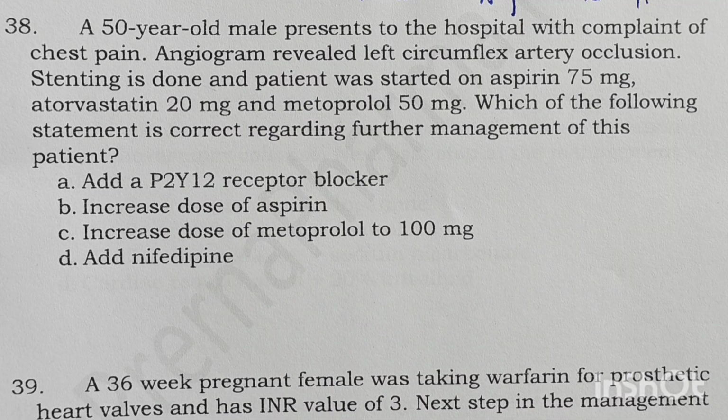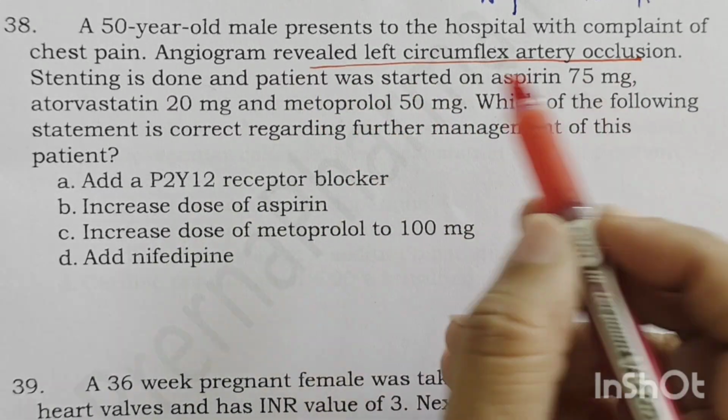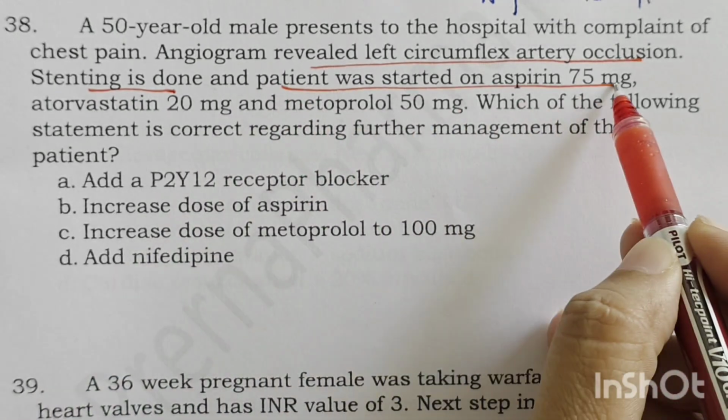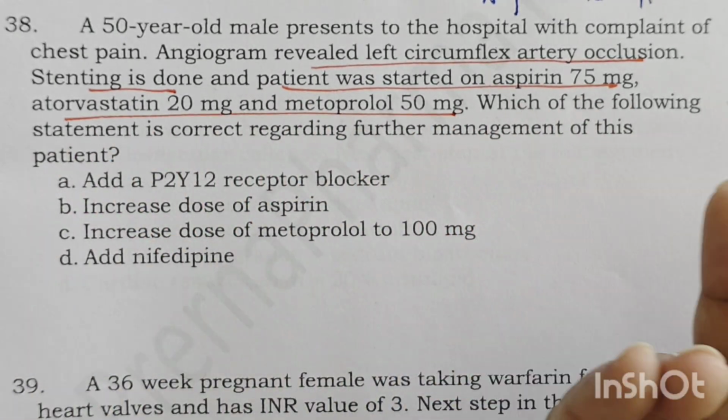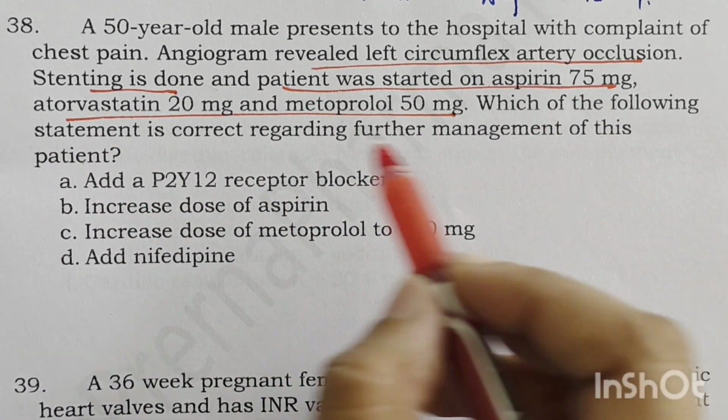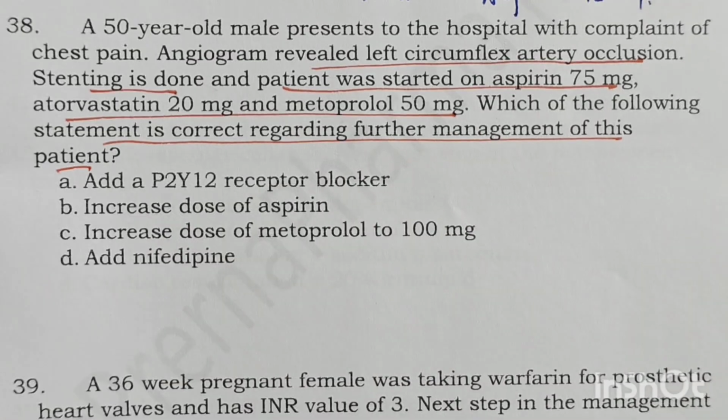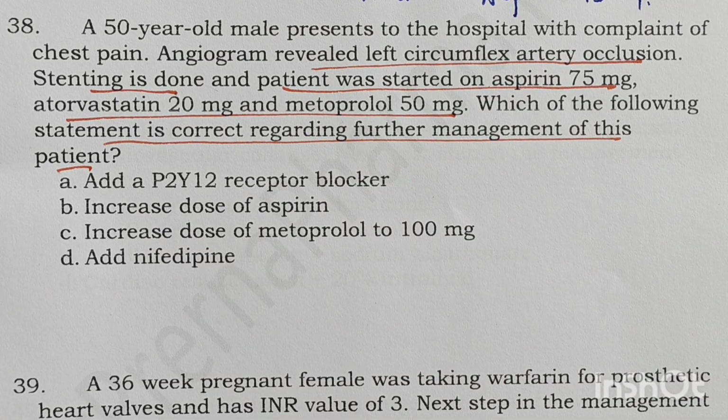Angiogram revealed left circumflex artery occlusion. So in the angiogram there is an occlusion. Stenting is done and the patient is started on aspirin 75 milligram, atorvastatin 20 and metoprolol 50. Now which statement is correct regarding further management of this patient? So the patient has chest pain and angina and there's an artery obstruction, so stenting is done and the patient is given aspirin, atorvastatin and metoprolol. Now for the management, what drug will you use?